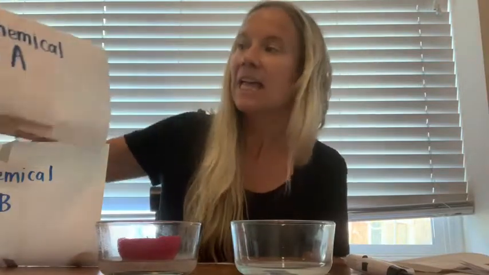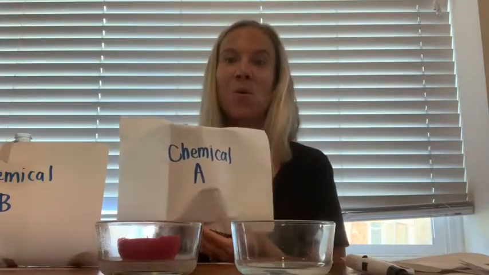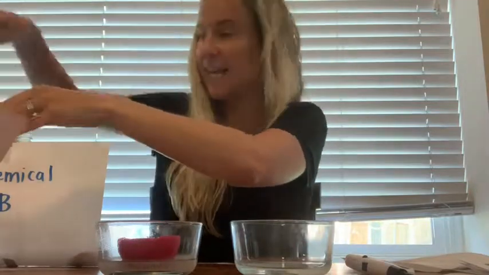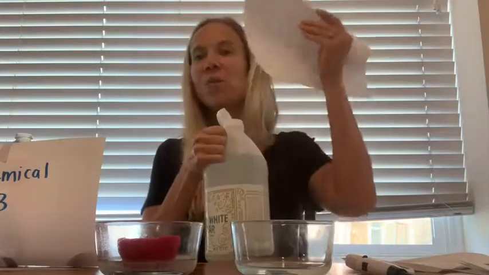We actually took chemical A, which is baking soda, and mixed it with chemical C, which is vinegar. When you mix those two together, it creates carbon dioxide, just like when you blow out a candle. So what do you think? I hope you enjoyed the experiment.